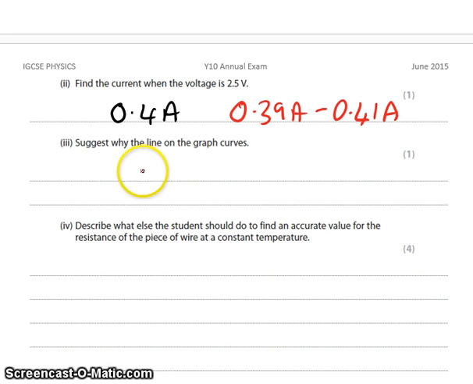There's 2 ways of saying why the line on the graph curves. The first one is the temperature of the wire was not constant, and the second, expressed a different way, is the resistance of the wire was not constant.